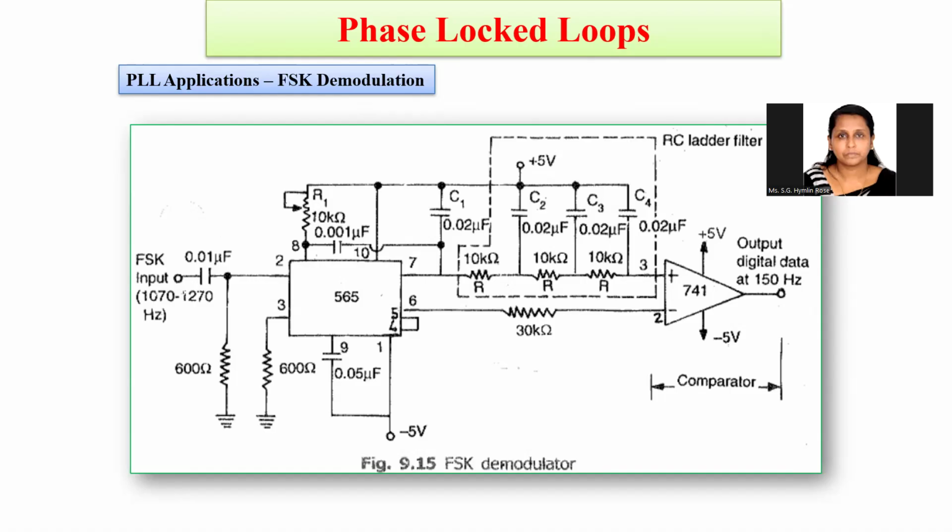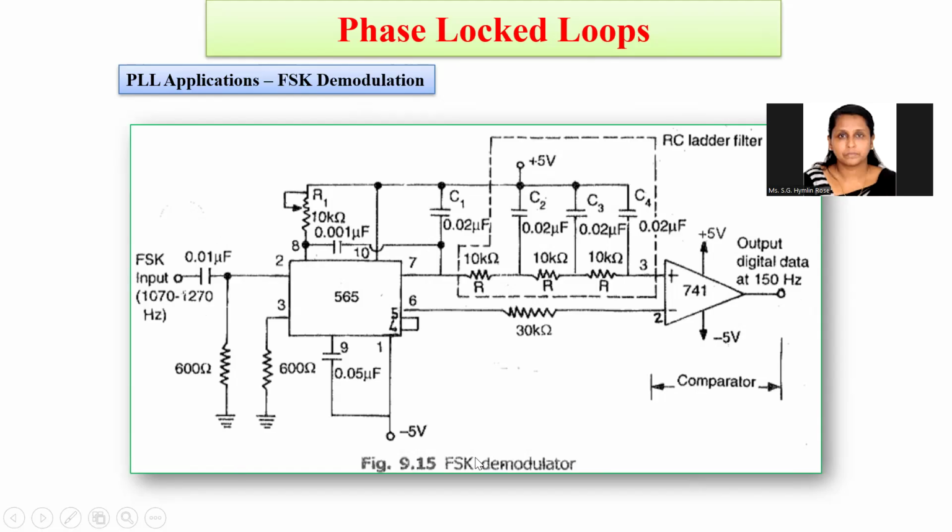There is a three-stage RC filter which removes the carrier component, and the output signal is made logic compatible by the voltage comparator. So the last block is the comparator, in between there is the three-stage filter, and the first one is the PLL. Along with the PLL, we are able to demodulate the output signal at a frequency of 150 Hz. The 1070 to 1270 Hz signal is the FSK input. And this 600 ohm resistor is used for impedance matching.